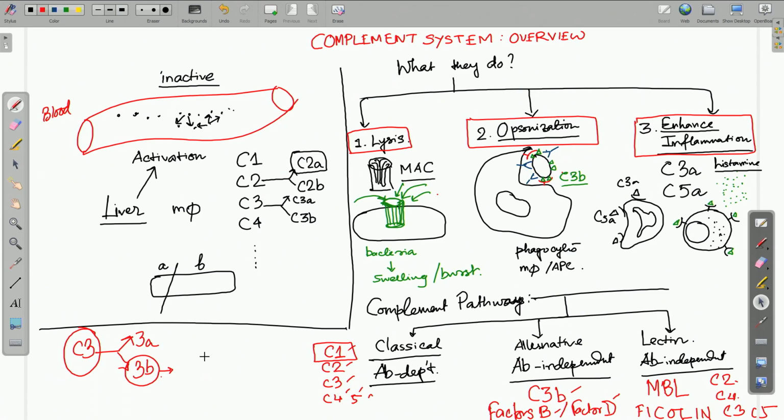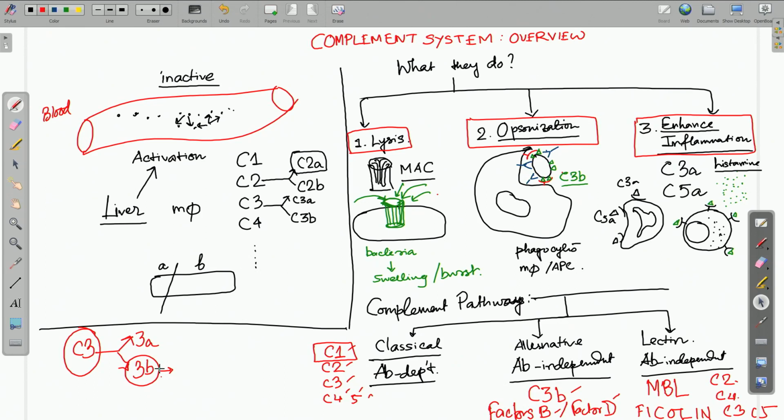So, C3b is one of the central components. You need a lot of C3b. So, you need to break down C3 into C3a and C3b, and that is the central part of the complement system. All these pathways, be it the classical or the alternative or the lectin pathway, converge at a point and they all try to break down C3 into C3a and C3b.